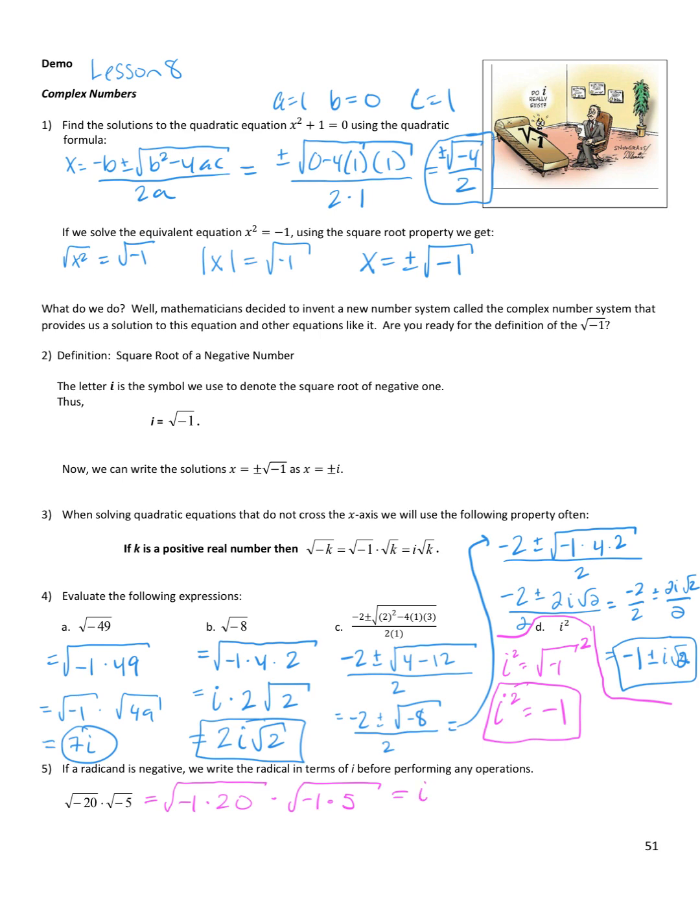So this is going to be i root 20 times i root 5. And i times i is i squared. And the square root of 20 times the square root of 5 is the square root of 20 times 5. So this is i squared, which is negative 1, times the square root of 100. That's negative 1 times 10, which is negative 10.